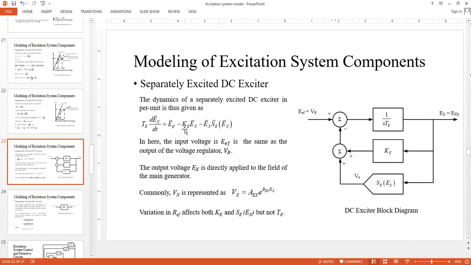And then there was some linear function with the gain of the excitation block KE multiplied by the variable EX. And then of course there was the nonlinear function. And the nonlinear function was represented like this. The output of this nonlinear block was of course denoted by Vx, where Vx is in general represented by this exponential function.